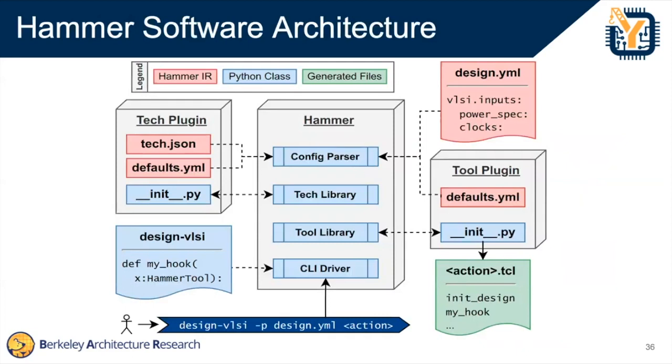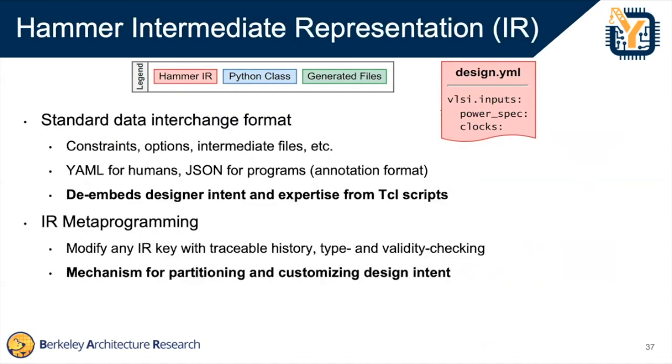So here's an overview of the software architecture of Hammer. It may seem a little busy, but we'll walk through each of these sections in the subsequent slides. So first, at the very top here, you have your Hammer intermediate representation. This is a standardized data interchange format where you can specify constraints, options, and intermediate files and so forth for a given design or for the way you want to use a given technology plugin and so forth.